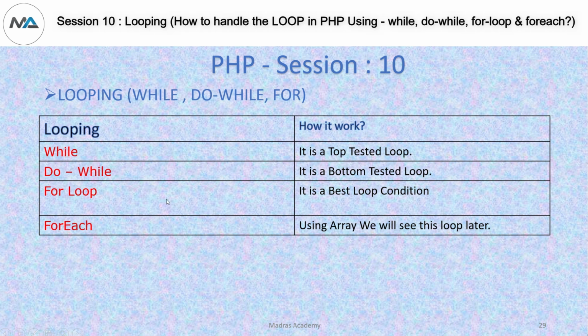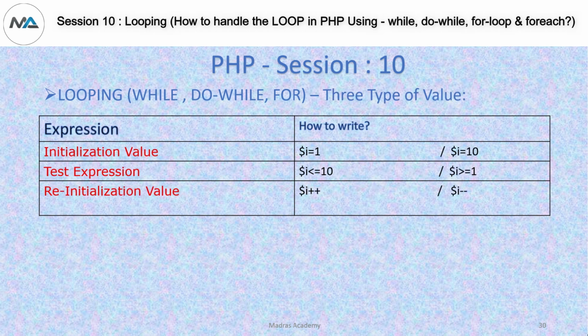For loop is the best loop condition. Why? Because in this loop, we are going to add three types of values: initial value, test expression, and reinitialization. These are all called expressions. So how do we write the initial value? $i equal to 1. That is the starting value. From 1, I need to execute the code till the test expression becomes false.